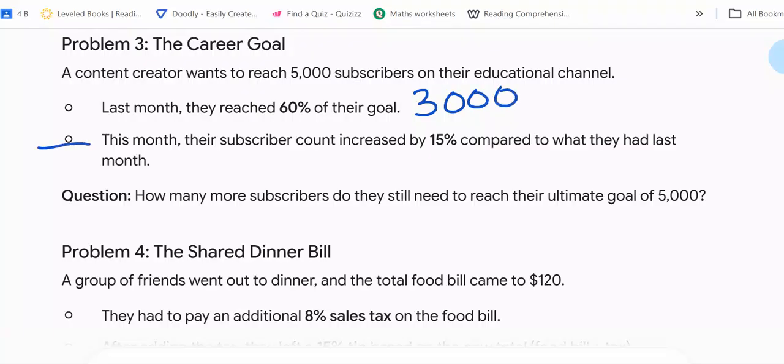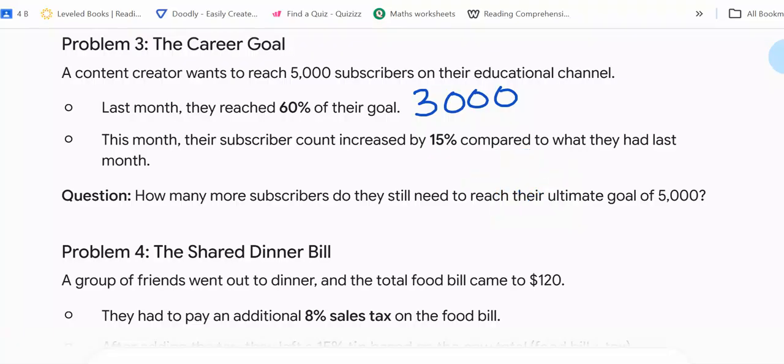Okay, next is this month their subscriber count increased by 15% compared to what they had last month. Now we have to increase 15% of 3,000.